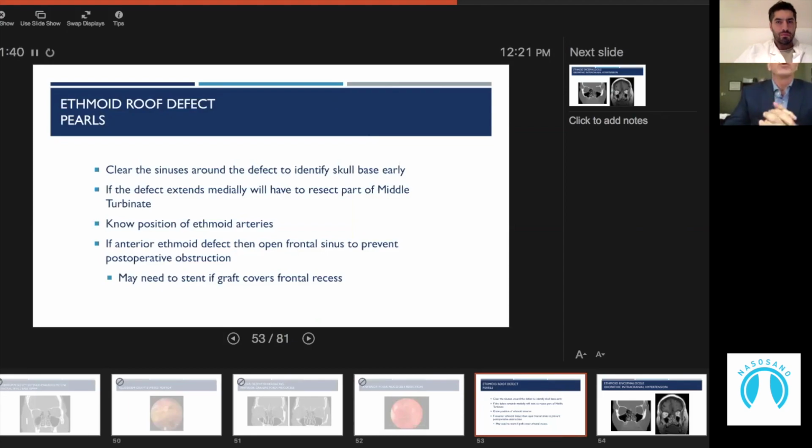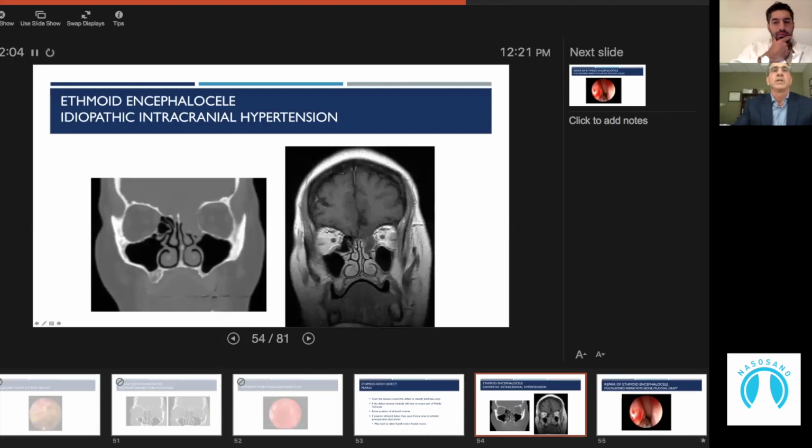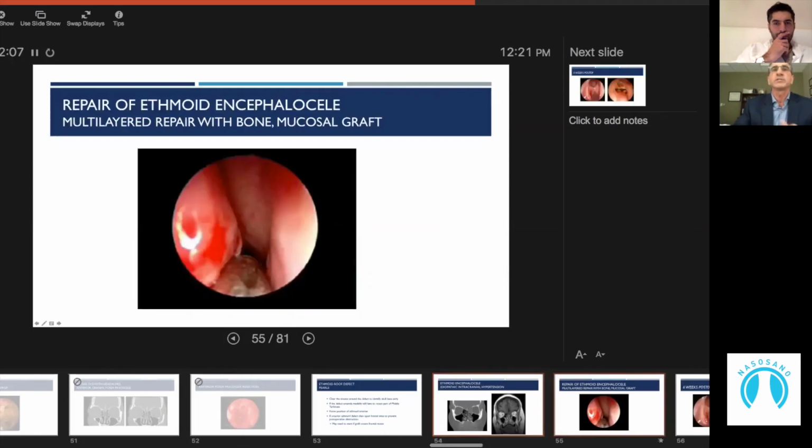Okay, the ethmoid roof. Ethmoid roof defects are actually not that difficult to repair unless you need to resect the middle turbinate. So we need to assess if it extends across the middle turbinate. We need to know where the positions of the anterior and posterior ethmoid arteries are and the position of the frontal sinus. Do we need to graft into the frontal recess, in which case we need to clear the frontal recess?